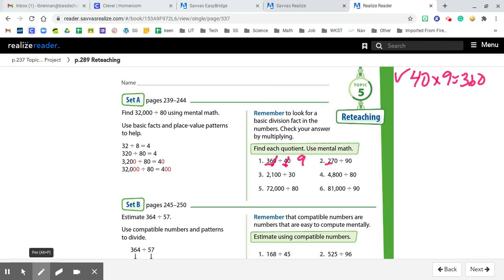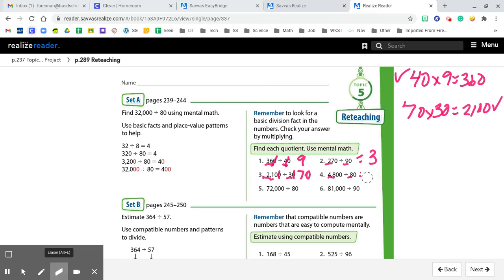Number 2, simpler product, 27 divided by 9 equals 3, and you can check your work. 90 times 3 is 270. 2,100 divided by 30, solve a simpler problem. 21 divided by 3 is 7. Canceling zeros on either side leaves us with 1 0. So I know my answer is going to be 70. And you can check your work by doing your quotient times your divisor, and you should get your dividend, and that works.